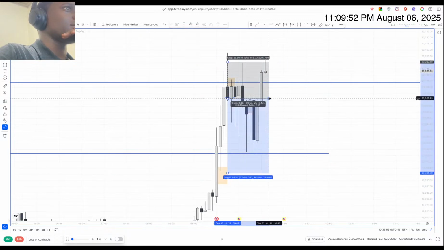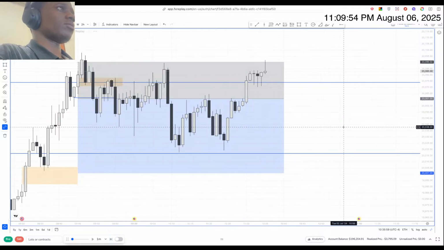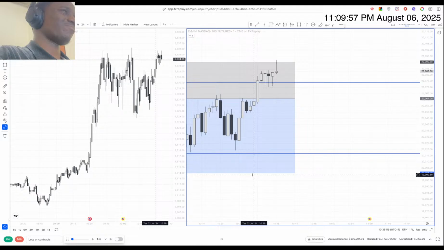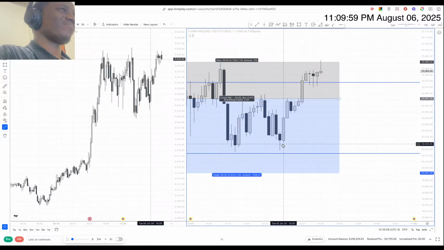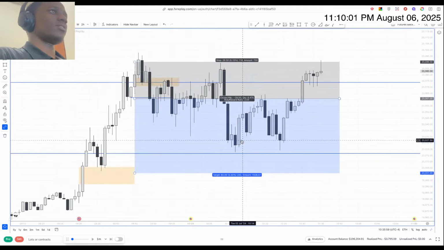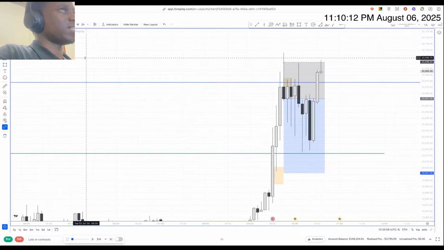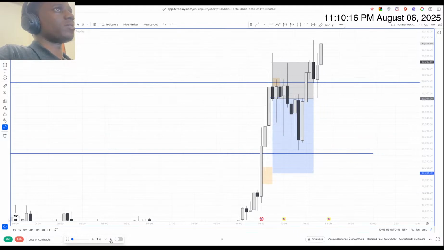It ends up becoming a stop. So back to the 1. What did we do wrong? I don't know. It's not an SMT, and I don't know. So it respects this order block. Let's see what happens.